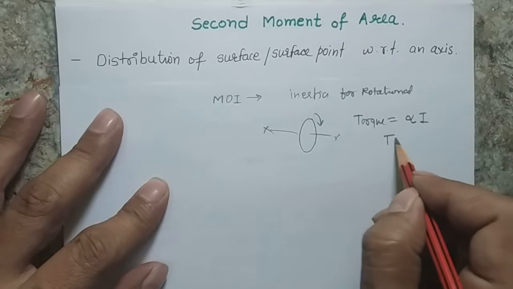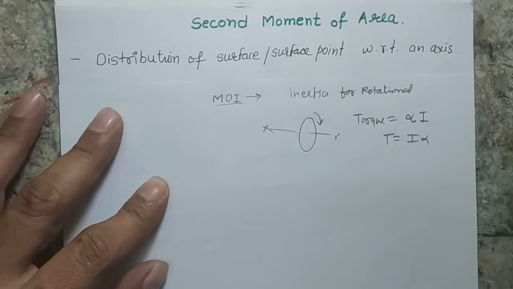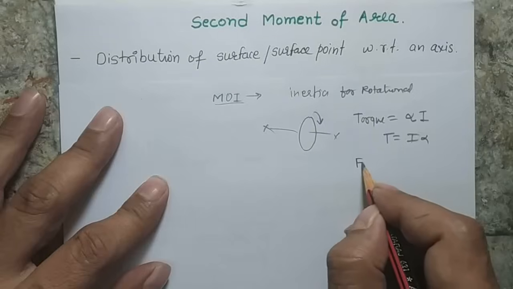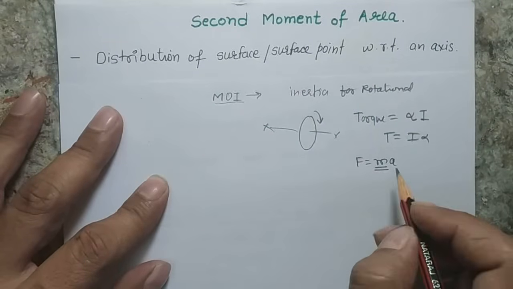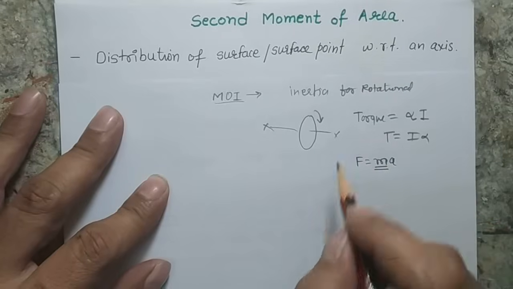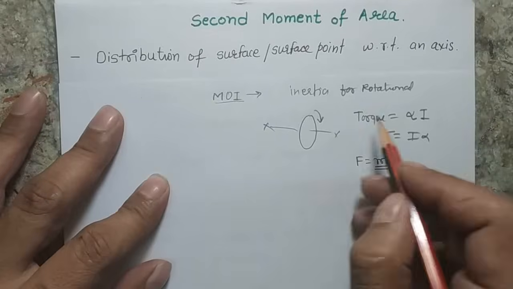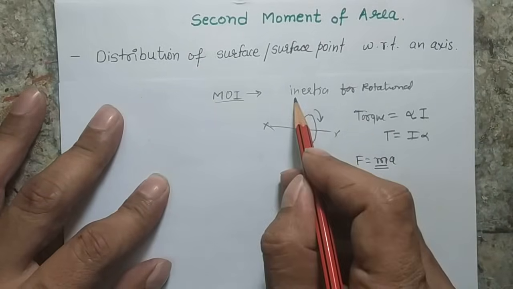So the torque is equal to I alpha, and this moment of inertia is basically equivalent to the inertia which we discuss in linear motion, where we say force is equal to mass into acceleration, where m represents the inertia in linear motion. Similarly, the moment of inertia represents the inertia against rotational motion.